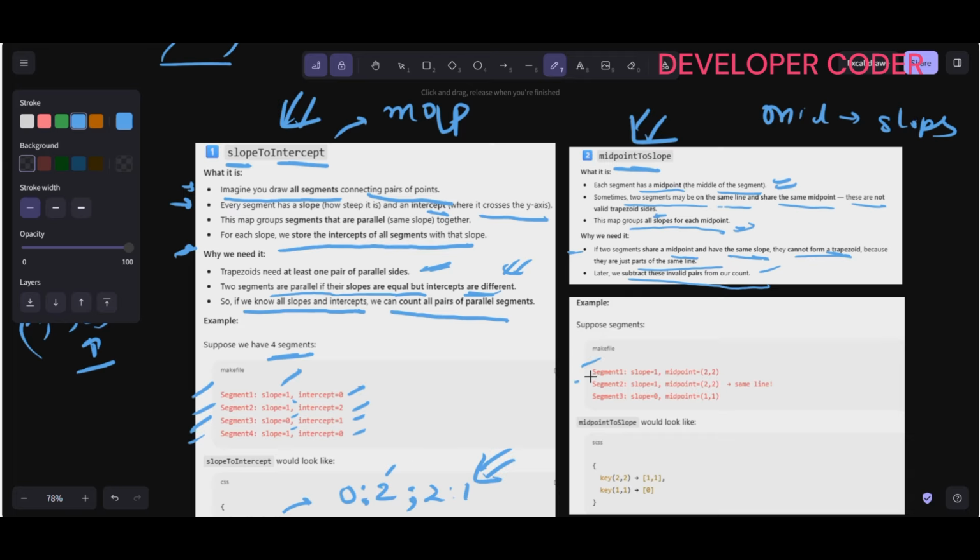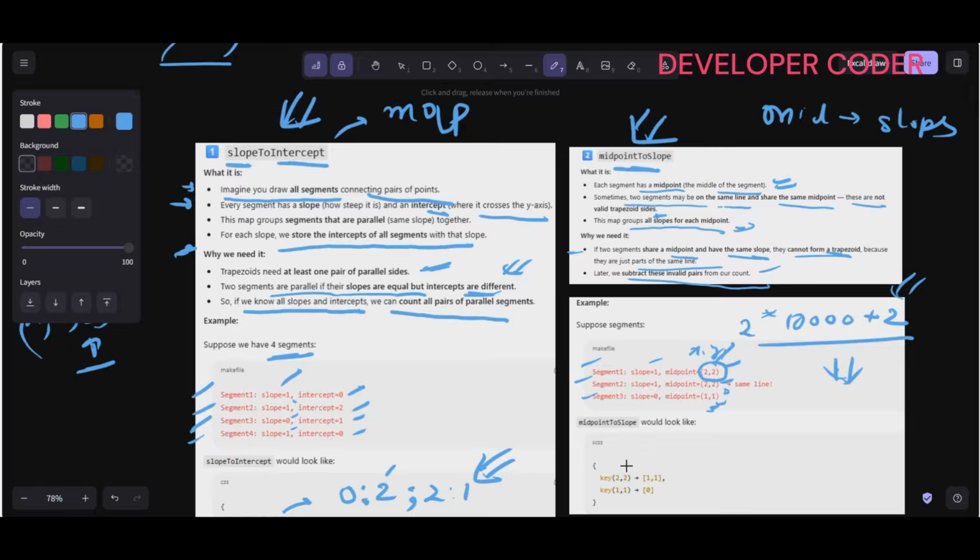So let's say segments 1, 2, 3 have slopes 1, 1, 1, and the midpoints are like this. In my code, I am going to store this not as 2, 2 but as 2 into 10,000 plus 2, something like this. I'm generating one key for the midpoint. Here I'm just giving the example with x1 and y1, but actually I'm storing it like this.